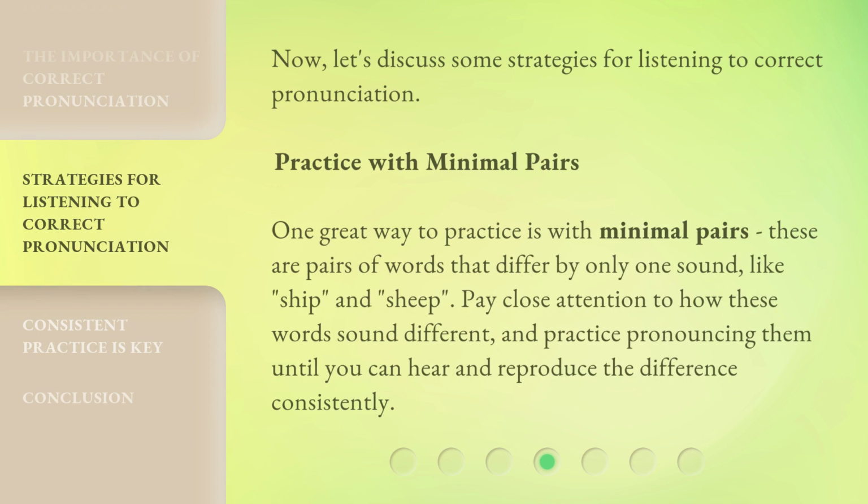Now, let's discuss some strategies for listening to correct pronunciation. Practice with minimal pairs. One great way to practice is with minimal pairs. These are pairs of words that differ by only one sound, like ship and sheep. Pay close attention to how these words sound different, and practice pronouncing them until you can hear and reproduce the difference consistently.